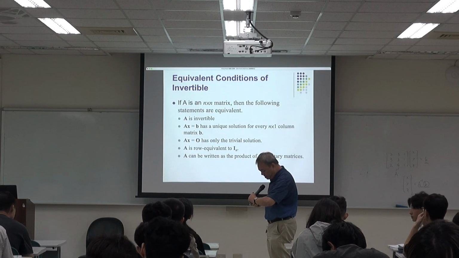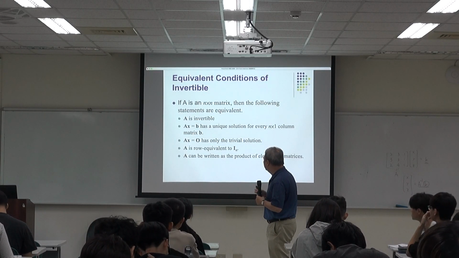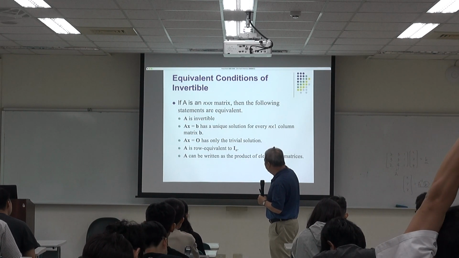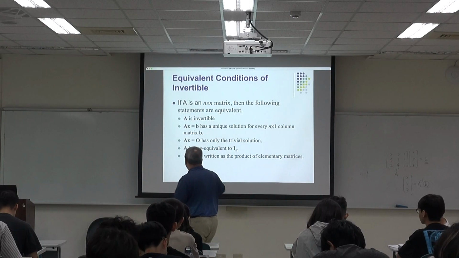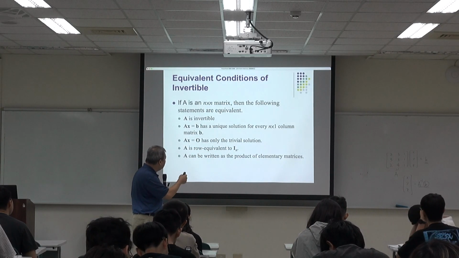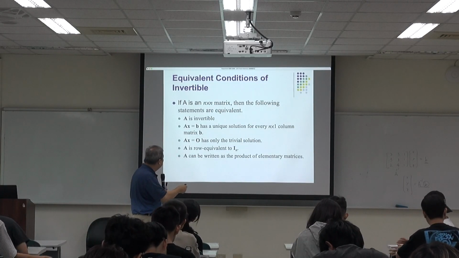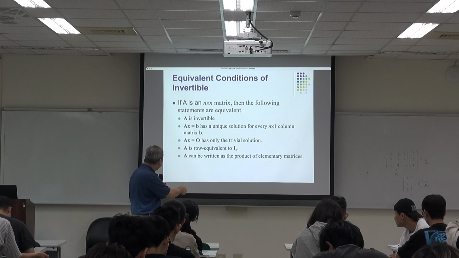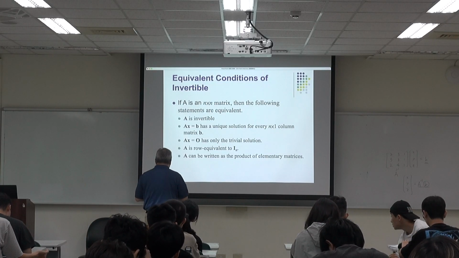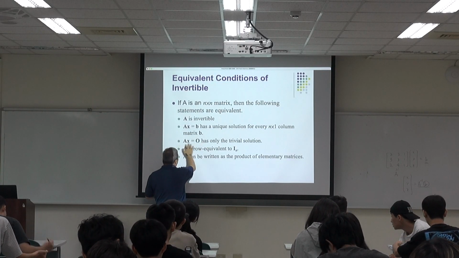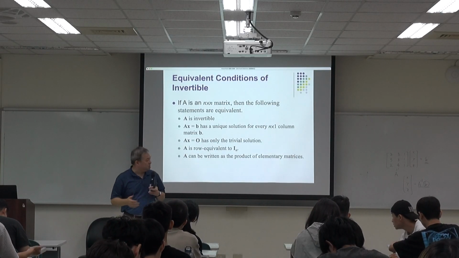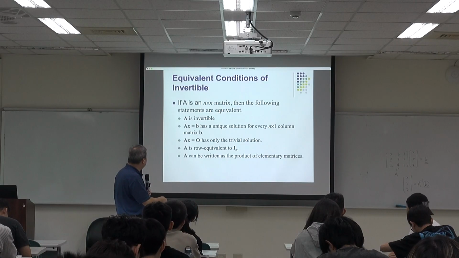I'm running out of time. In the case of an n times n matrix, the following statements are equivalent. First, A is invertible. AX equals B has a unique solution for every n times 1 column matrix B. And AX equals 0, a homogeneous system of linear equations, has only the trivial solution.